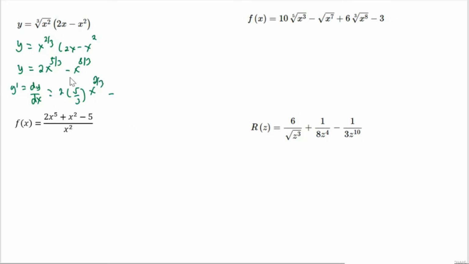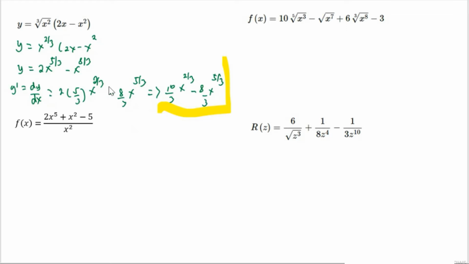Minus 8/3 times negative 1. So we can write now 8/3 of x to the power of 8/3 minus 1. It will give you the answer of 5/3. So simplifying further, we can write now the answer: we have 2 times 5/3 is 10/3 of x to the power of 2/3 minus 8/3 of x to the power of 5/3. So this is now the derivative of the given function.